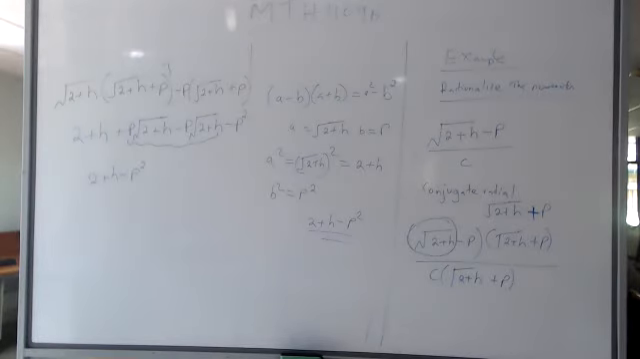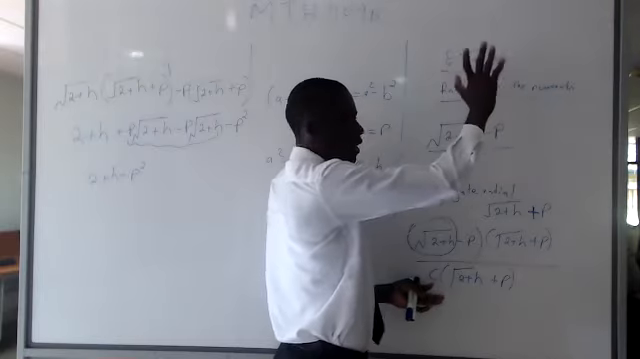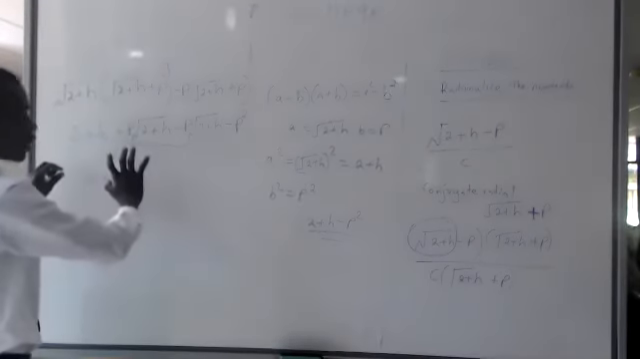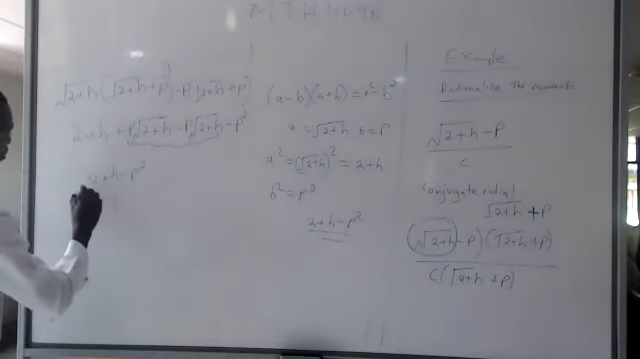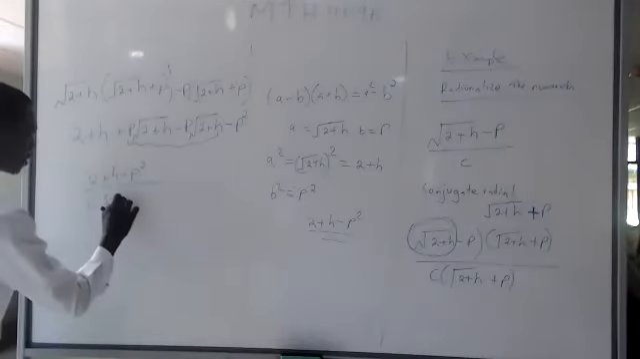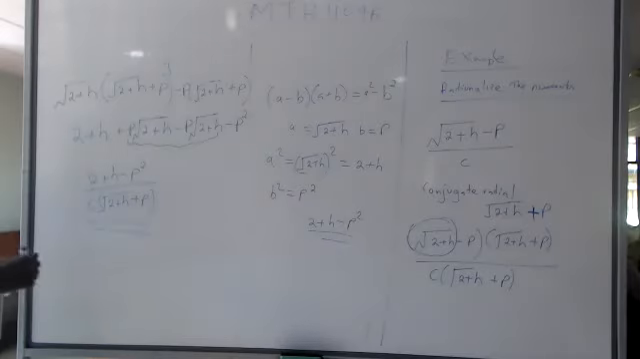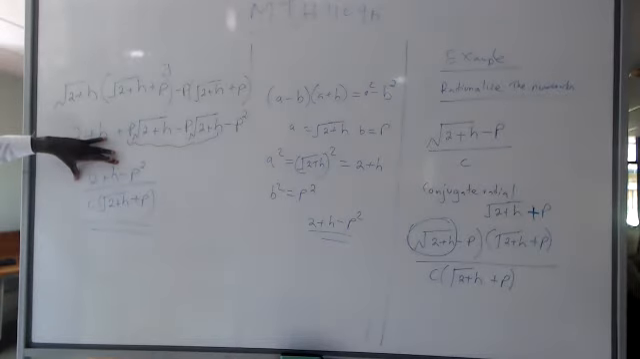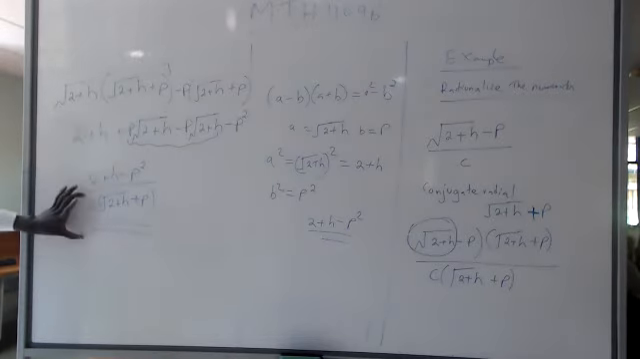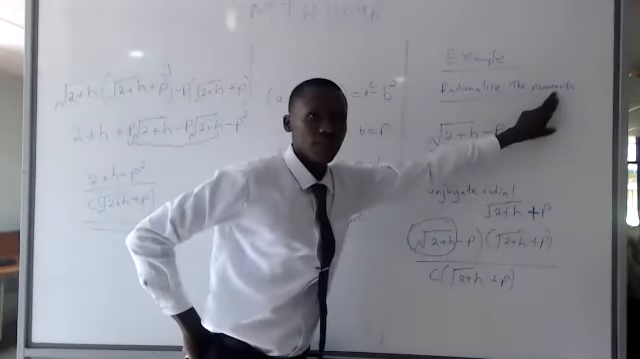What about the downer part? The downer part, we are not interested. We just want to rationalize the numerator. So as long as the numerator is rational, the C remains okay. 2 plus h plus p. Sorry about that. We are only interested in making the numerator rational, so we don't care what happens down here. That is if we are rationalizing the numerator.